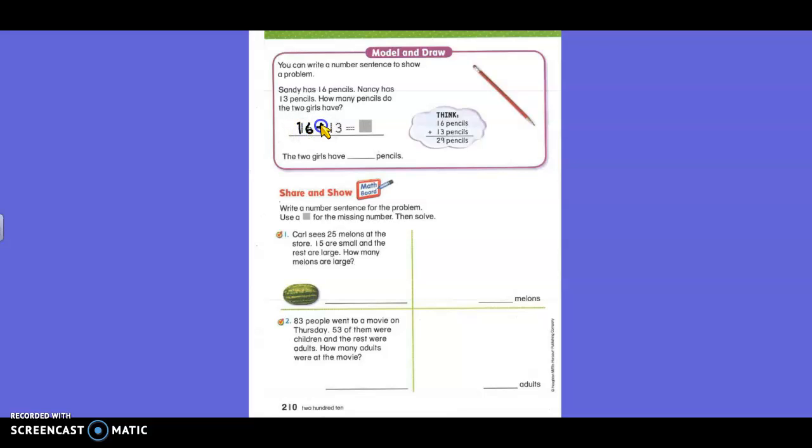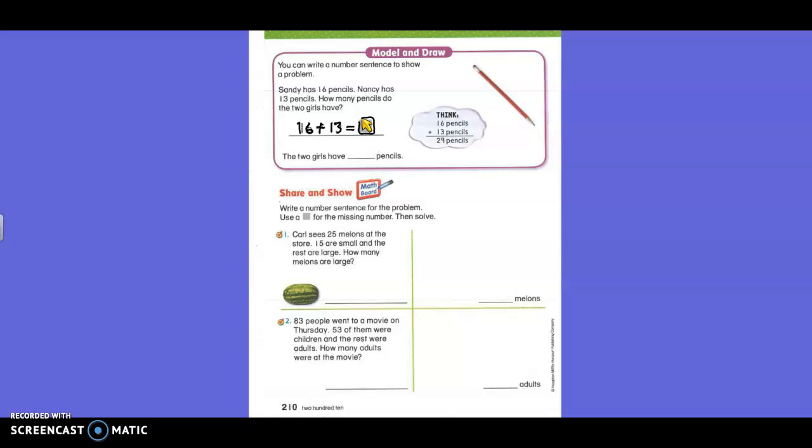So they have 16 plus 13 equals box, because we don't know that number. That's a missing number. Make sure you're tracing those numbers. 16 plus 13. Okay, now, once we have it written down, we can figure it out by stacking and adding, because that's what we know how to do best, right? So let's do 16 plus 13, which they have actually already done for you.